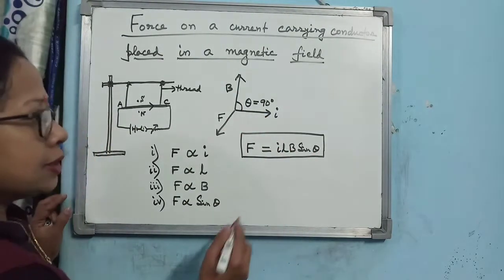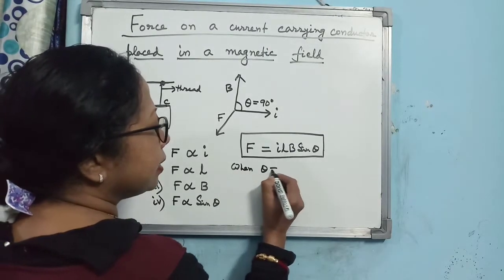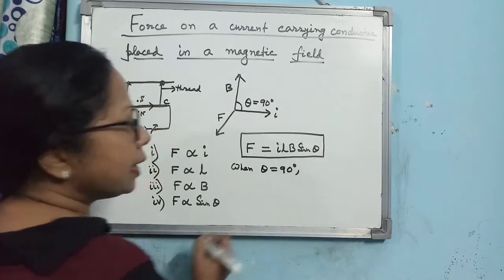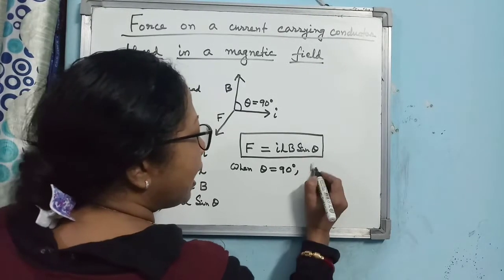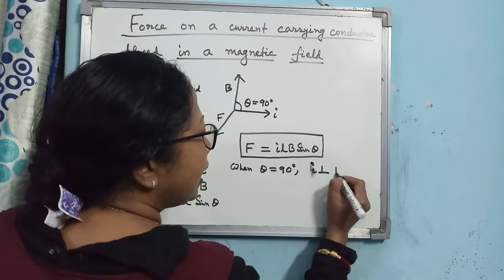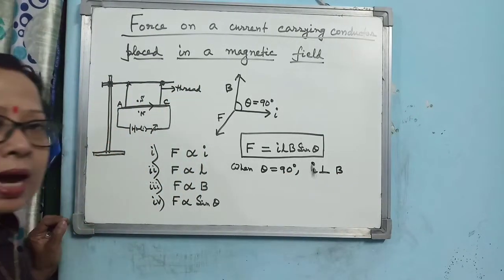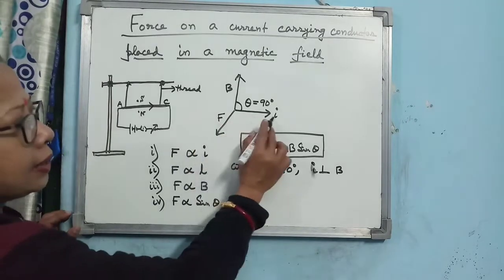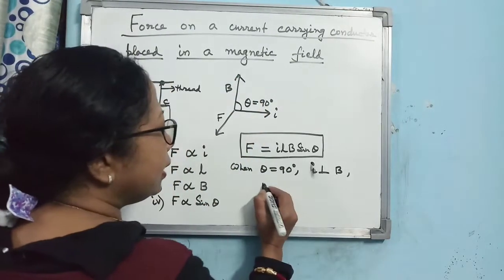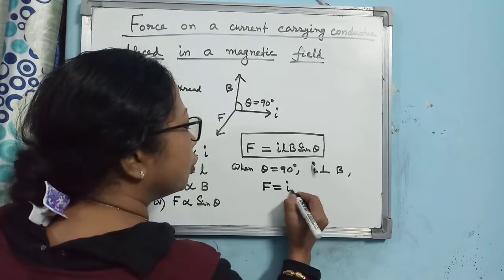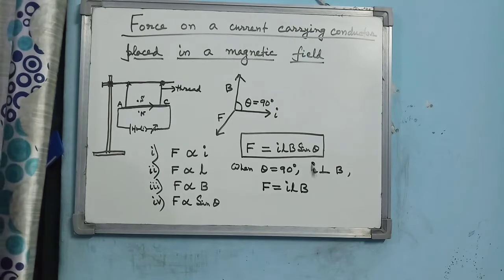Now you see the special case, when theta is 90 degree. Theta 90 degree means what? I and B are perpendicular. You see that the direction of current and the direction of magnetic field are perpendicular to each other. Then what will be the force? Force will be ILB. Is that clear?